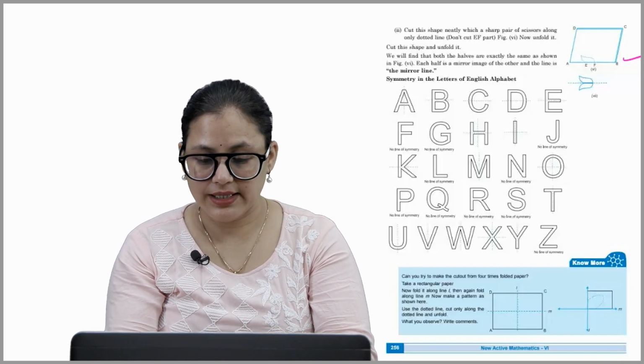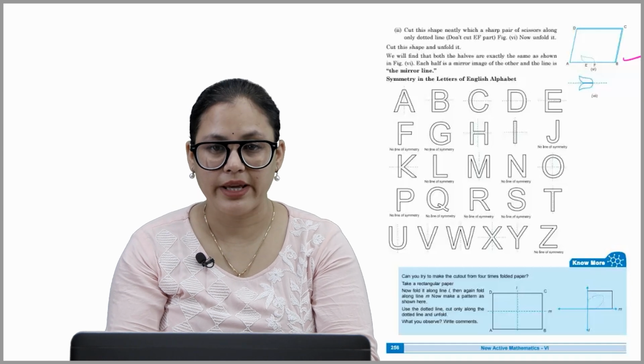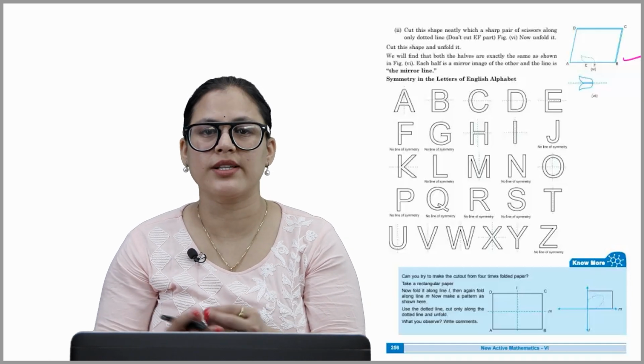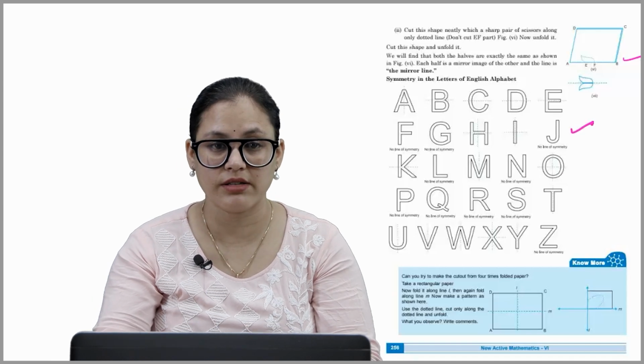Now, symmetry in the letters of the English alphabet. Lines of symmetry are given, and there are some alphabets which don't have even a single line of symmetry. Like there is no line of symmetry in this letter, no line of symmetry in this letter, no line of symmetry in this letter. Right?